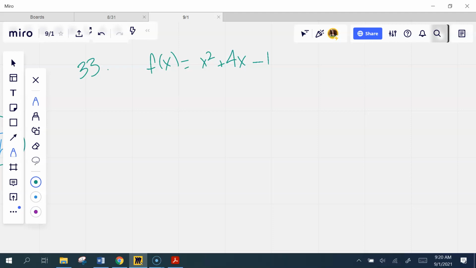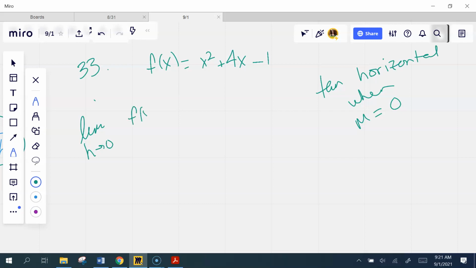So this one says, at what point is the tangent horizontal? And so the tangent is going to be horizontal when what? Horizontal lines have a 0 slope. So the tan line will be horizontal when the slope is 0. That's exactly right. So I'm going to do the limit as h approaches 0 of f of x plus h minus f of x all over h. This is going to be a nasty one.